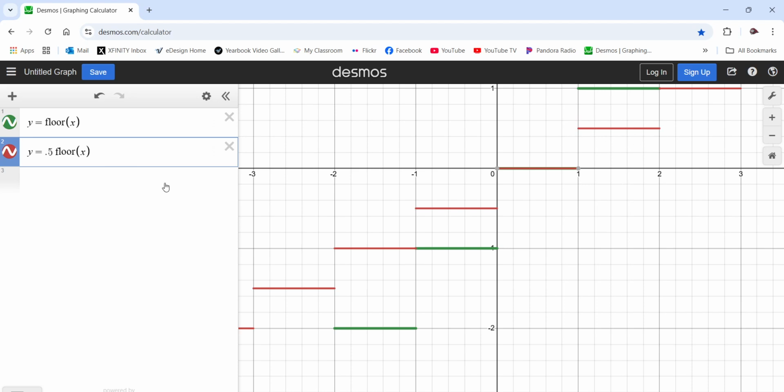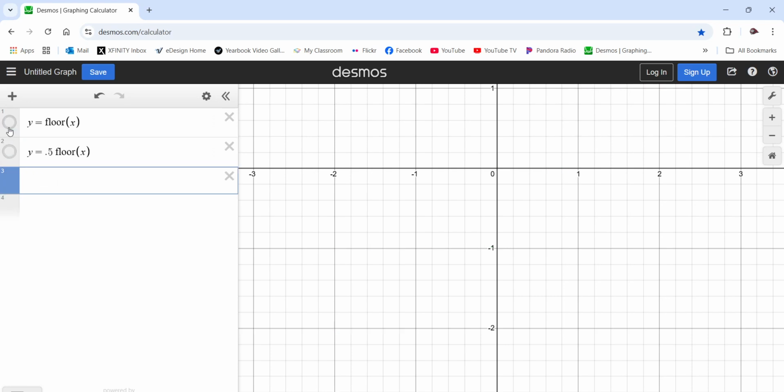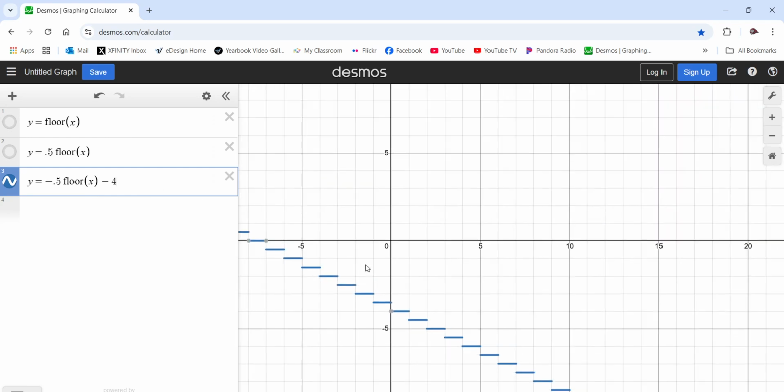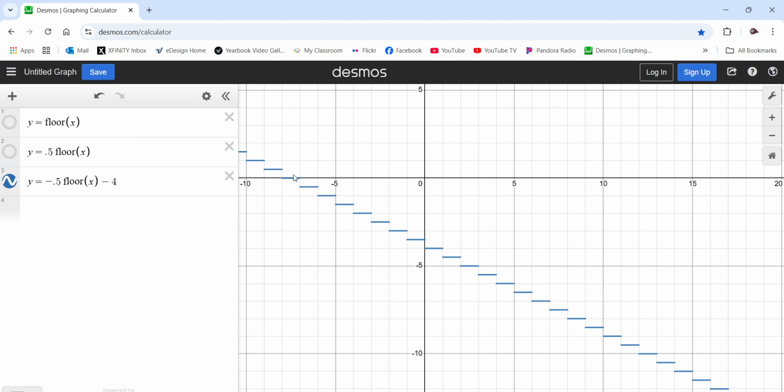Here's a real crazy one. So let's do that so we don't get confused. Let's put that. And this is part B. So it's negative 0.5, and then you've got a minus 4 on the end. All right, so let's see what that looks like. Well, what does that negative do? It makes it go down instead of going up. Everybody see that? That's what that negative does.